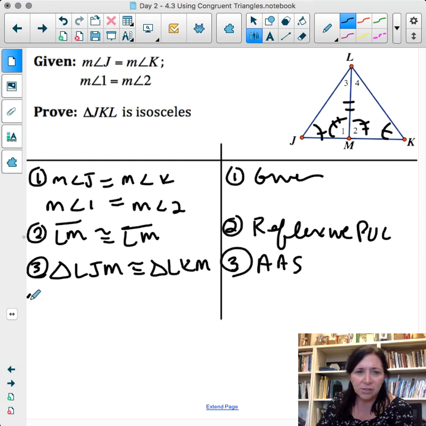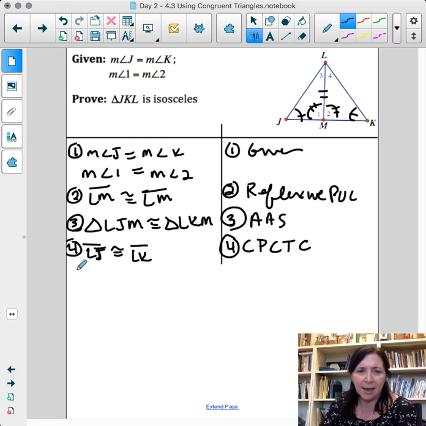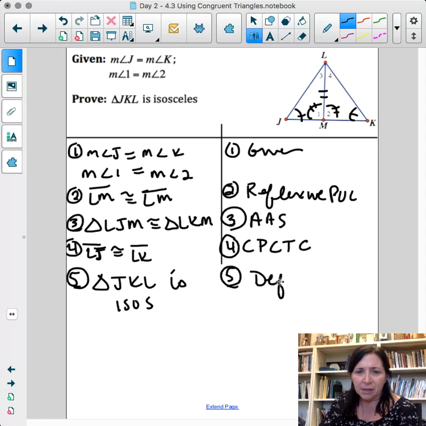And therefore now, what are we trying to prove? That it's isosceles, so we could then say line segment LJ is congruent to line segment LK, and that would be CPCTC, so corresponding parts of congruent triangles are congruent. And lastly, number 5 would be that triangle JKL is isosceles because, number 5, definition of isosceles triangles.